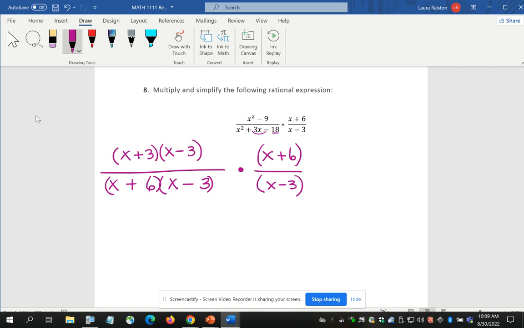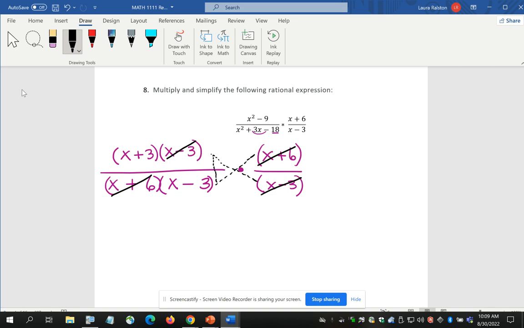So once everything is factored, we then simplify on the bow tie. So if I check diagonally, I have x minus 3 and x minus 3. On the other diagonal, I have x plus 6, x plus 6.